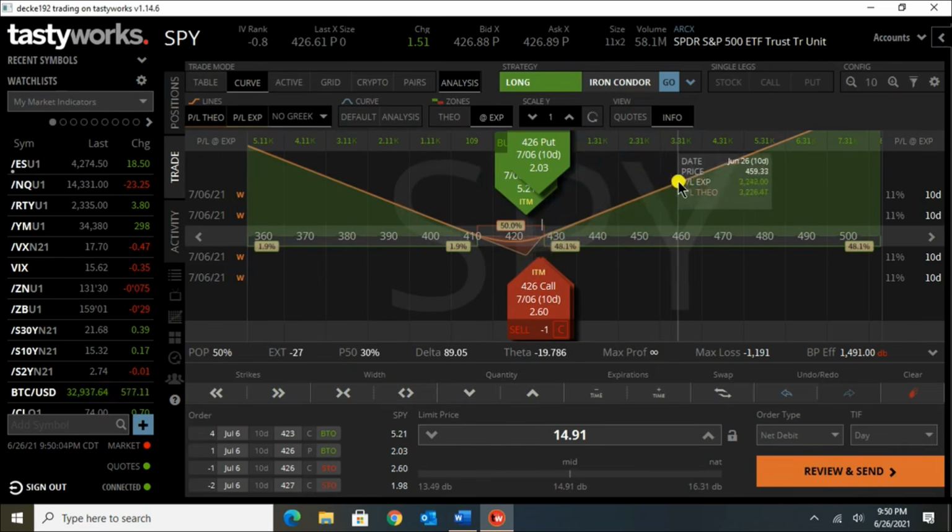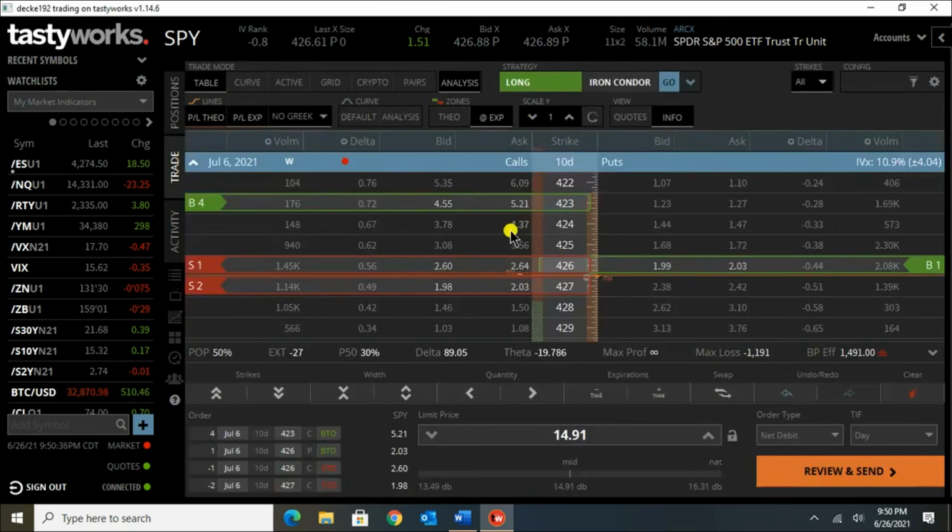The other thing too with this risk profile, this orange line here is the theoretical line for each day. So even if say you put this on Monday and it's either Tuesday or Wednesday and the market goes down to 420, you're not going to be at this low mark here. You're going to actually be above at this orange line. And that's because these strikes are still going to hang on to their extrinsic value. So you're not going to lose all of it all at once.